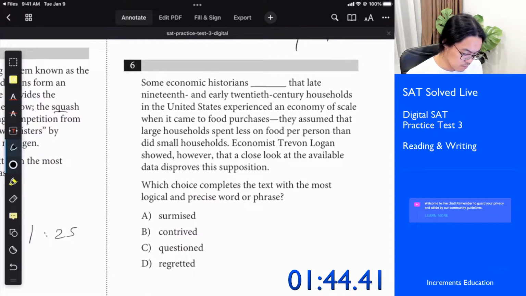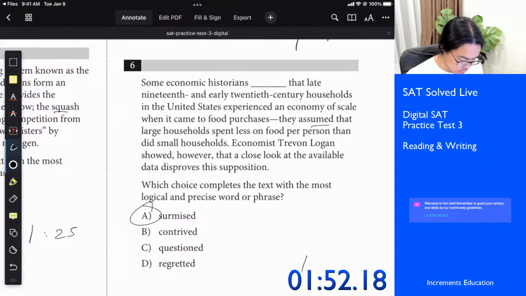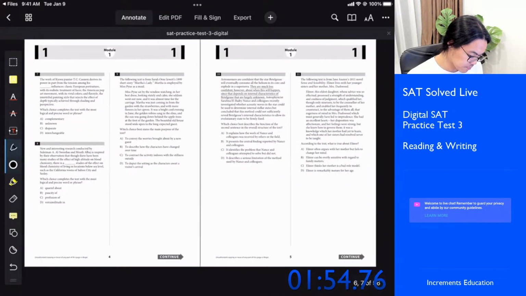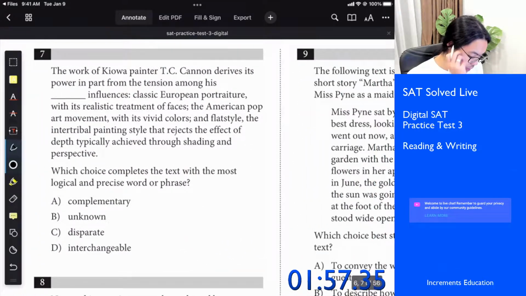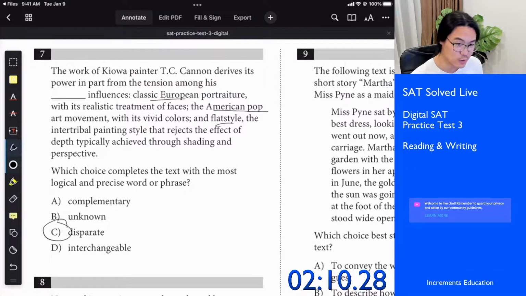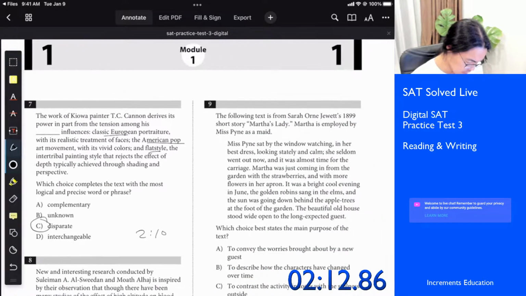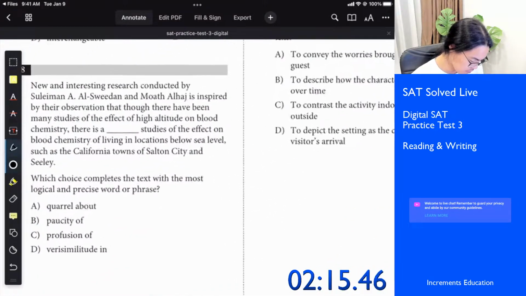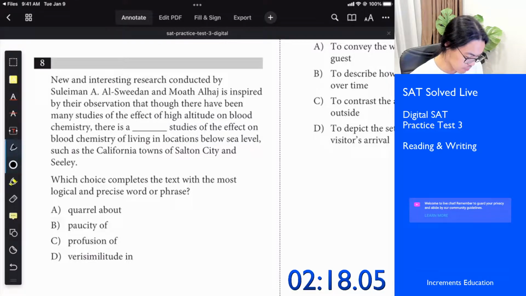Some economic historians argue that they assumed, okay, so that's surmised. You just need to know some vocabulary for that one. That's 151. The work of Kiowa painter Cannon derives his power in part from the tension among his various influences, classic European, American pop, his disparate, the flat style, tribal, okay. Wow, so many Native American examples, right? What's the word? I can't find the word right now. But anyway, so many examples right now.